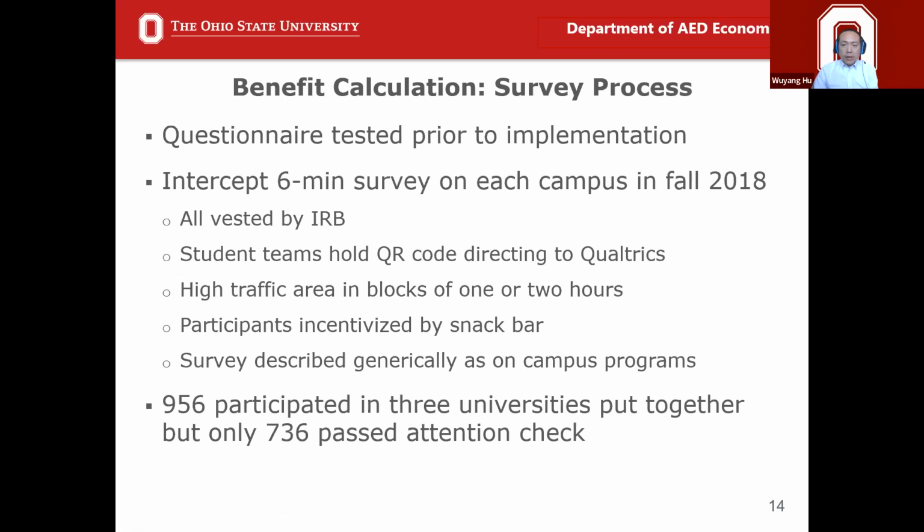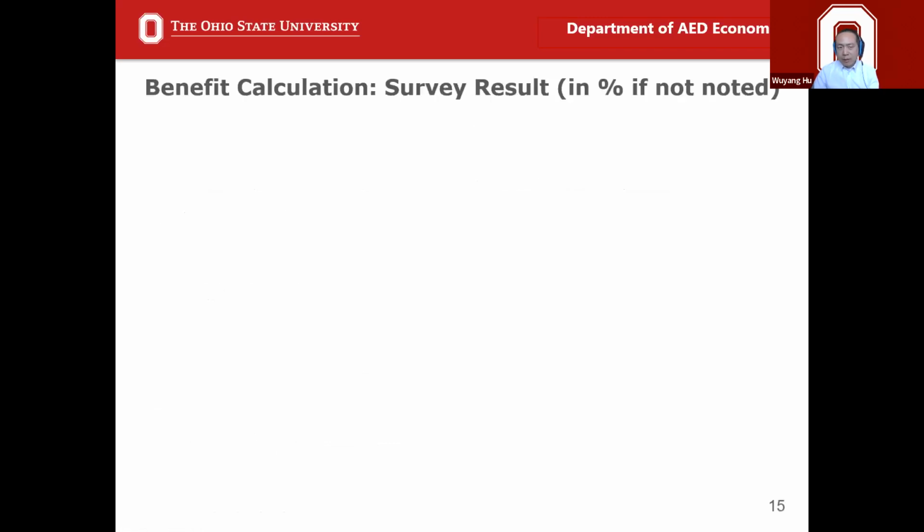In terms of the survey we did, we don't want to spend too much time. We designed a questionnaire. We implemented the survey in 2018 on the 3 campuses, all at the same time. We asked student teams to hold a booth and print a sheet with a QR code. Passersby can scan the QR code and finish the survey. Altogether, about 700 people successfully completed the survey, about 200 from each campus.